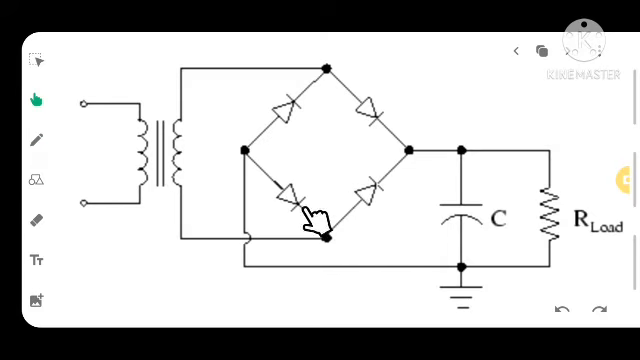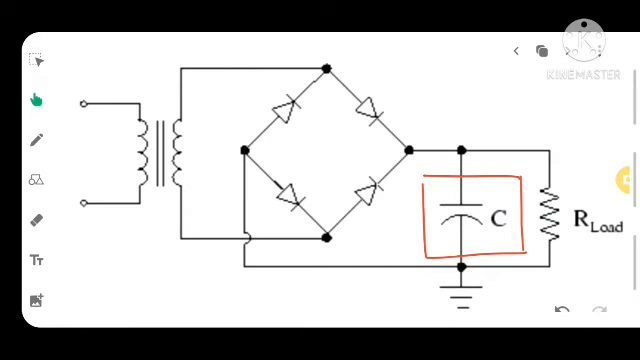Now see this diagram. It is also a bridge rectifier, but what is the difference? You can see here it consists of a capacitor, and this capacitor is working as a filter. It is a simple filter circuit, and this type of filter is called a capacitor filter. There are other types of filters, but here I am illustrating the overall topic simply.